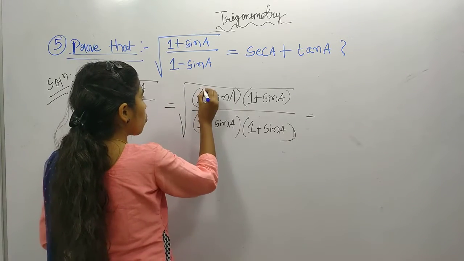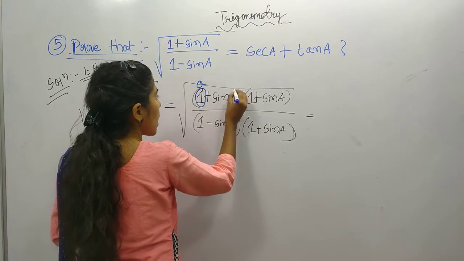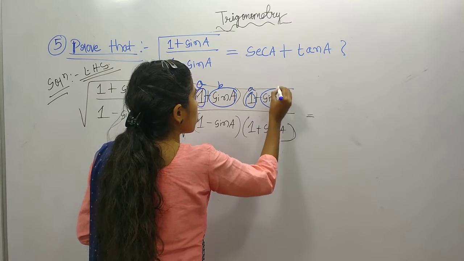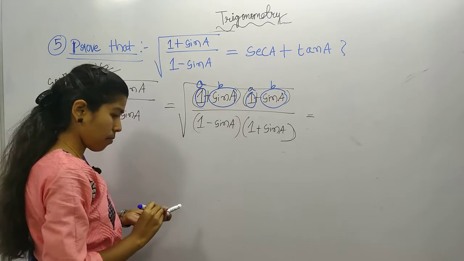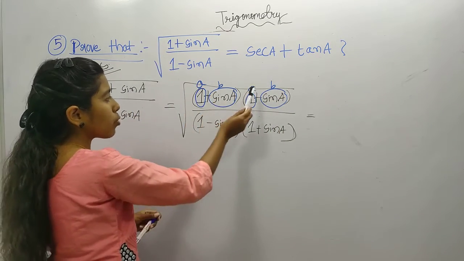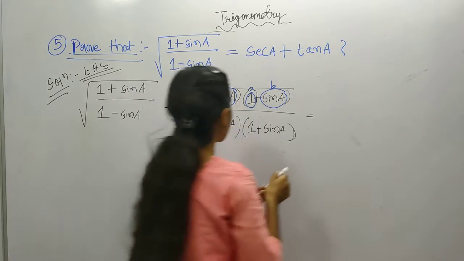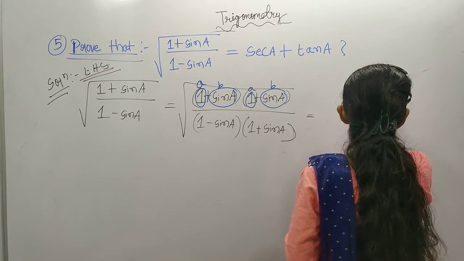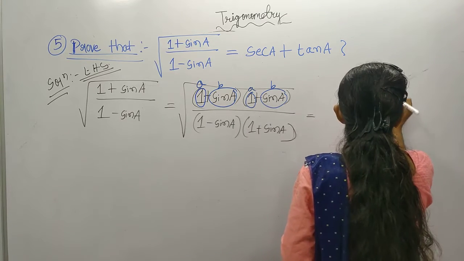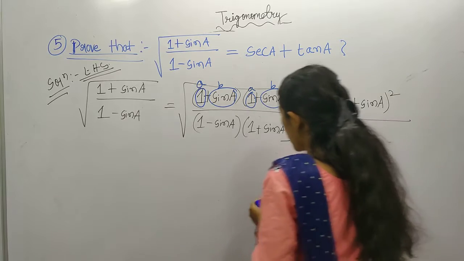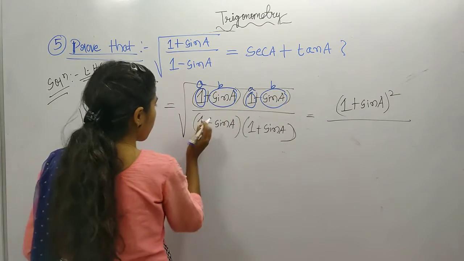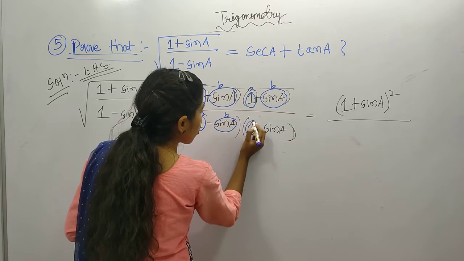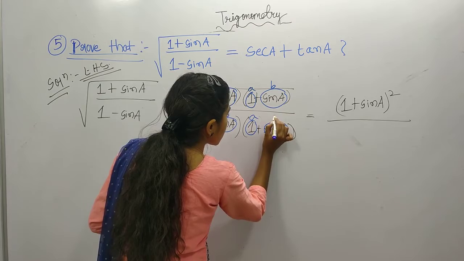Here we will take 1 as A and sin A as B. So A plus B into A plus B is A plus B whole square. A is 1, B is sin A, so 1 plus sin A whole square, divided by... here you see the same. We will take 1 as A and sin A as B. Here also 1 is A, sin A is B.